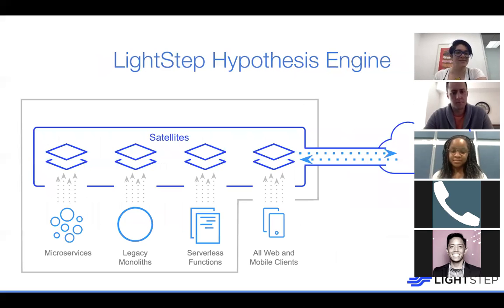So this is what we call the Lightstep hypothesis engine. But in reality, this is a nice architecture diagram of how Lightstep works. You can see all of the various places where telemetry might originate. Could be a monolith, could be your microservices, any client, right? And those all send telemetry to our satellites. This is a unique Lightstep satellite architecture. Basically, all of your telemetry gets sent to the satellites. The satellites keep 100% of your data.